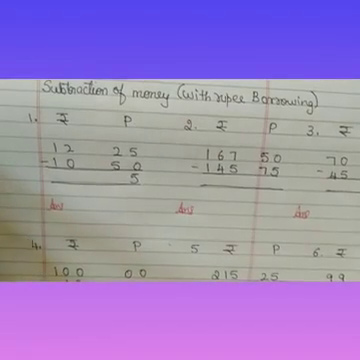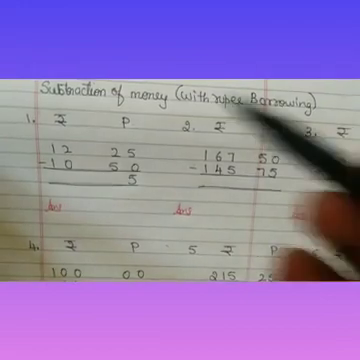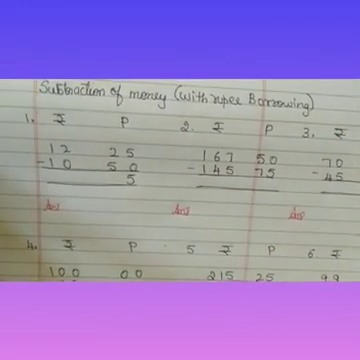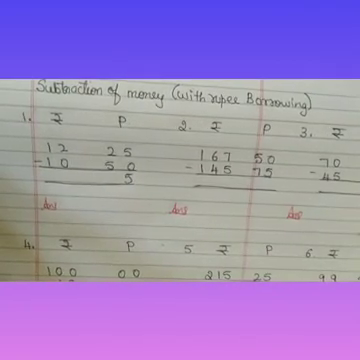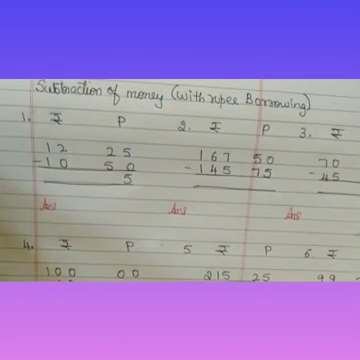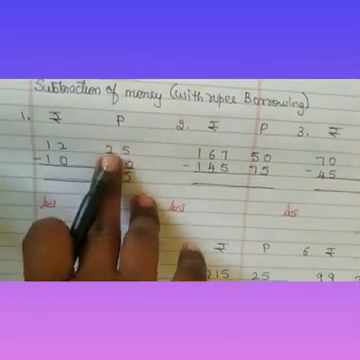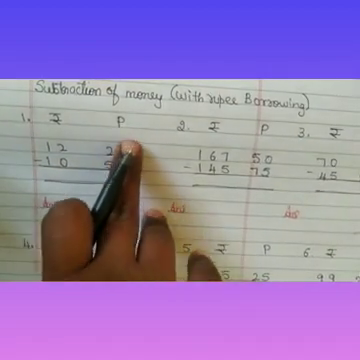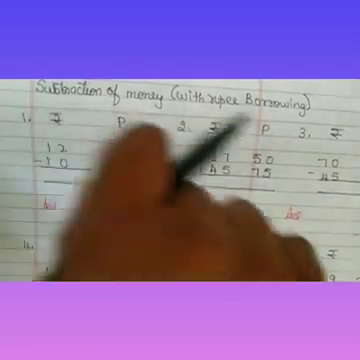So children, in today's video we are going to learn subtraction of money with rupees borrowing. Here we are going to use the same method that we were using in the subtraction. See here, they have given 12 rupees 25 paise minus 10 rupees 50 paise. We will take it as in ones, tens, hundred and thousand place.